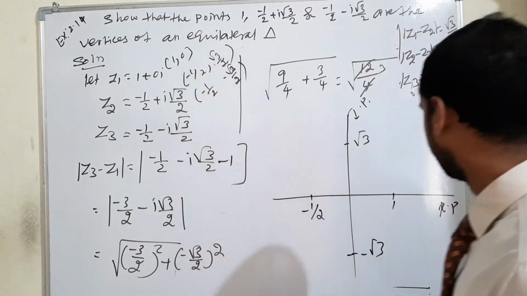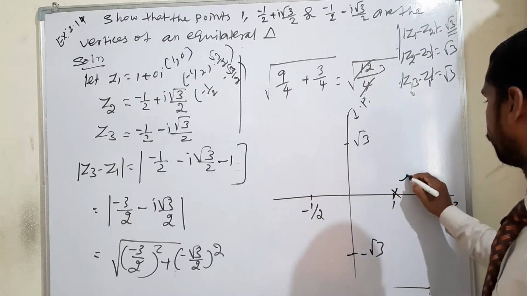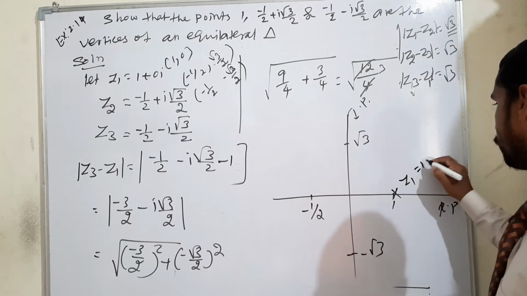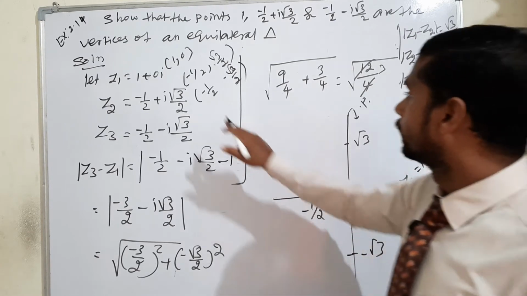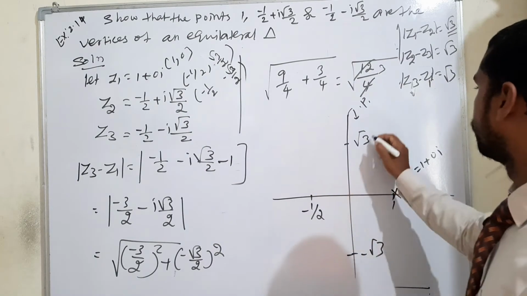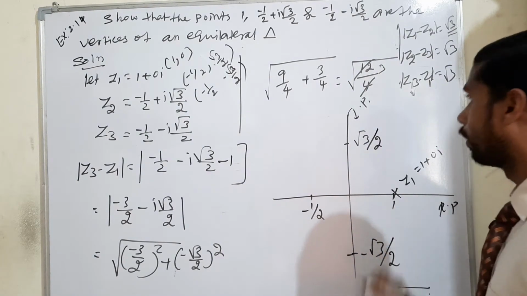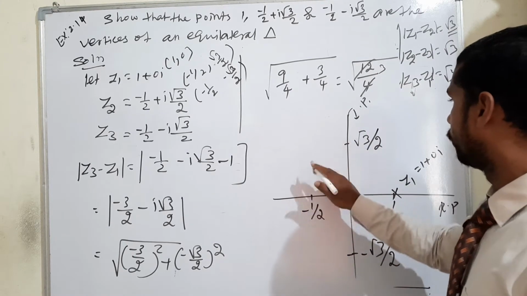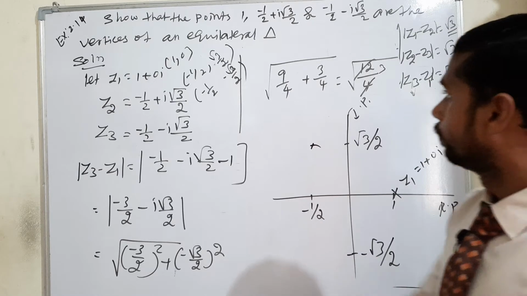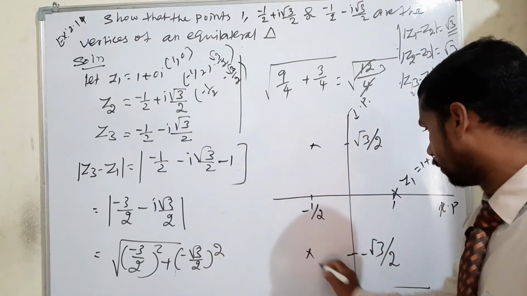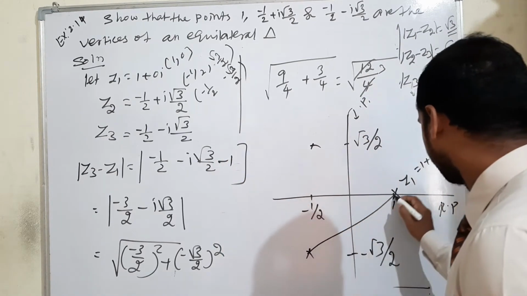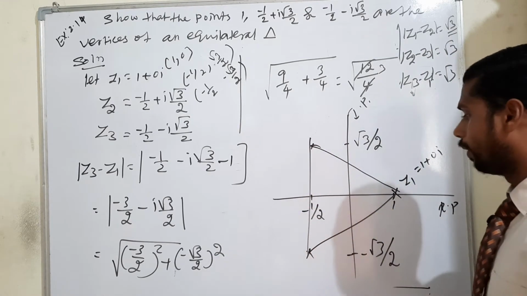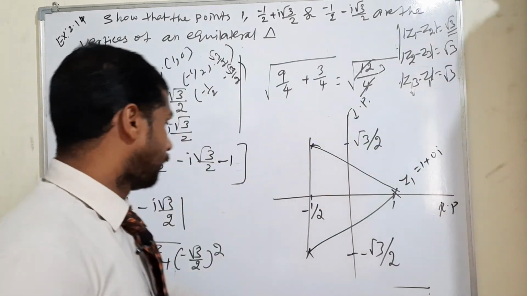The first point is 1 comma 0. This is Z1. Z1 is equal to 1, so 1 plus 0i. Then next, minus 1 by 2 comma root 3 by 2. Sorry, that one is positive root 3 by 2, and the other is negative root 3 by 2. So negative 1 by 2 and positive root 3 by 2 comes in the second quadrant. The next one, both negative, is definitely in the third quadrant. So each and every side will be equal, therefore we can write it from the diagram.